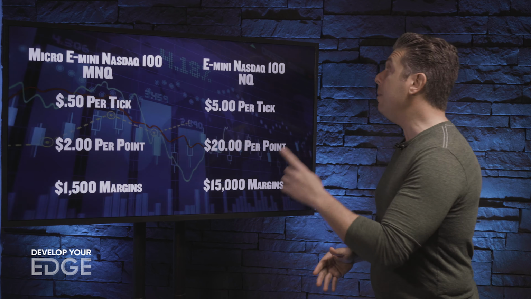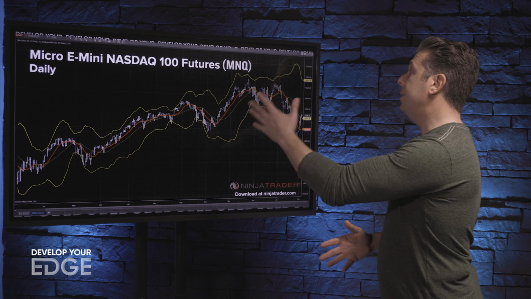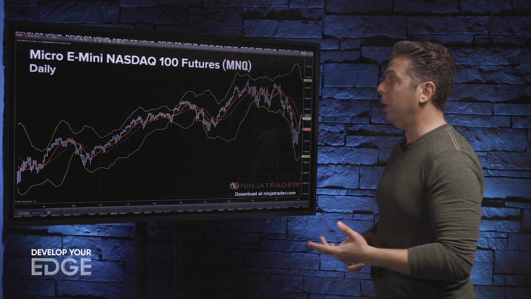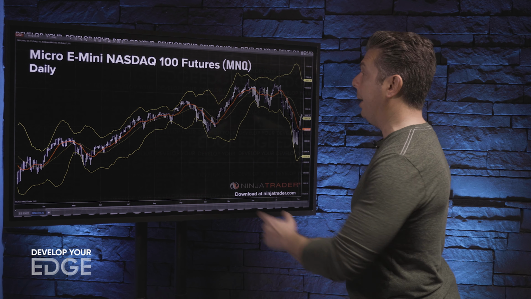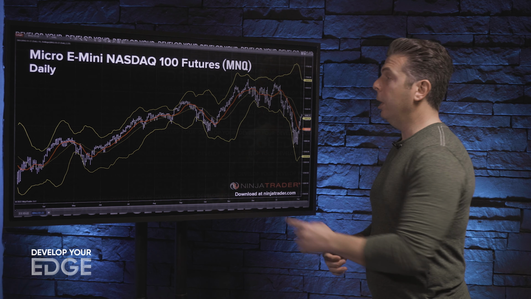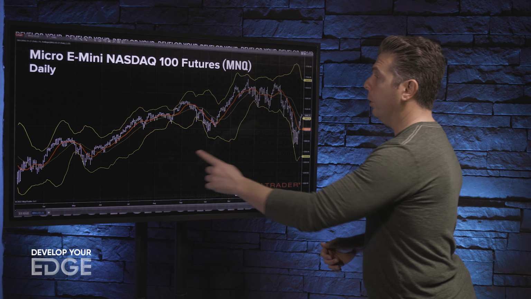Actually, let me take you to the charts and show you an example of how I would choose the micros versus the E-Minis. So here we are at the Micro E-Mini Nasdaq 100 futures, symbol MNQ, daily chart. Same old with the indicators: 20 period, 3 standard deviation Bollinger Bands. Red is the 10-day simple moving average. The gold moving average is the 20-day simple moving average.